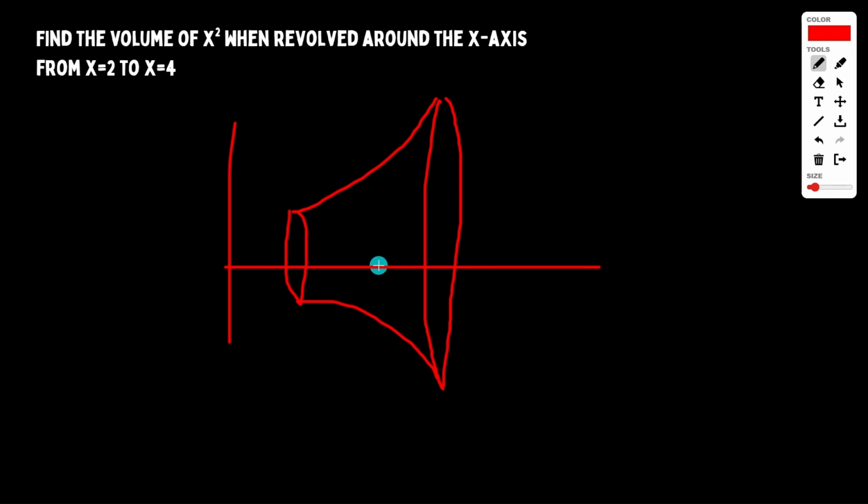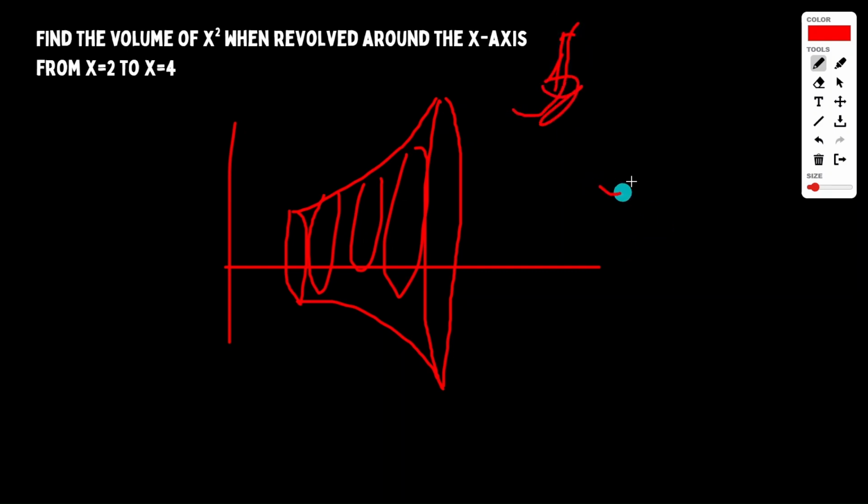If you want to calculate the volume of this shape, we can just take many infinite circles, do not mind my circles, and we can just add them up. In other words, we're just going to integrate the function from 2 to 4. The upper limit is going to be 4, the lower limit is going to be 2, and it's going to be pi f(x) squared from the formula we just derived.